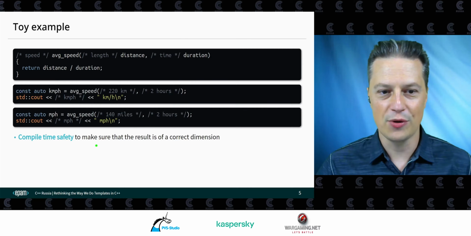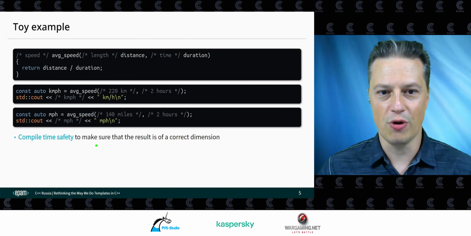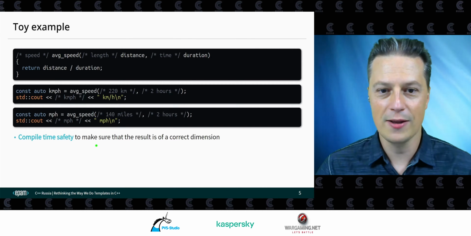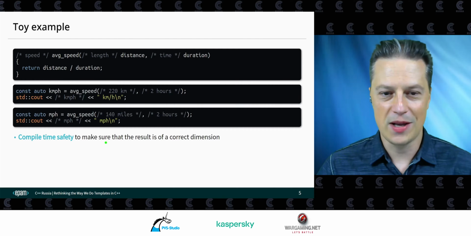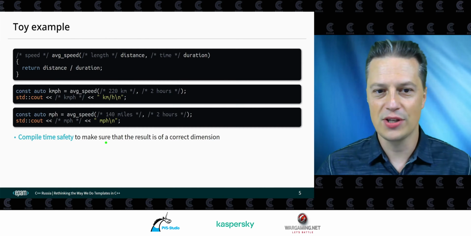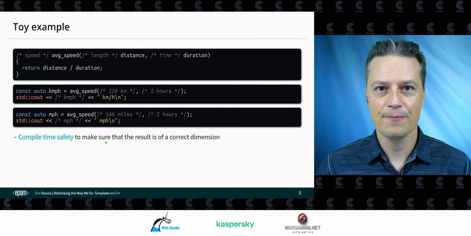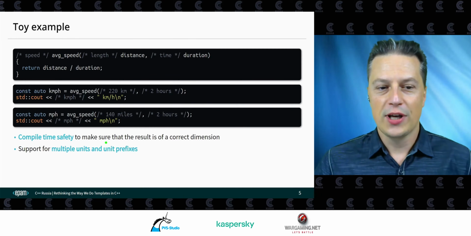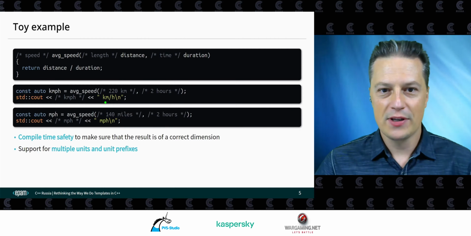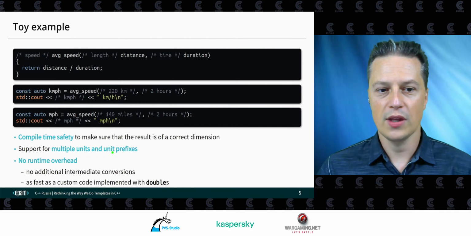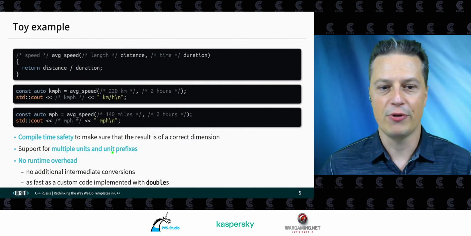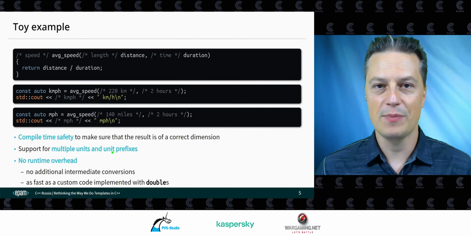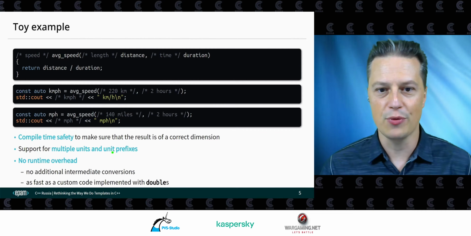Of course, we care about the compile time safety. So if everything is wrong, it should just not compile. And we should have a pretty nice compilation error saying what is wrong. We should have support for multiple units and unit prefixes. And there should be no runtime overhead, right? So it should be as fast or even maybe faster than written using doubles.